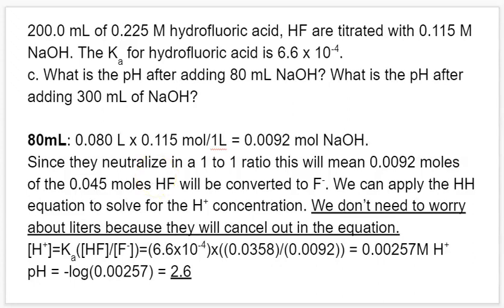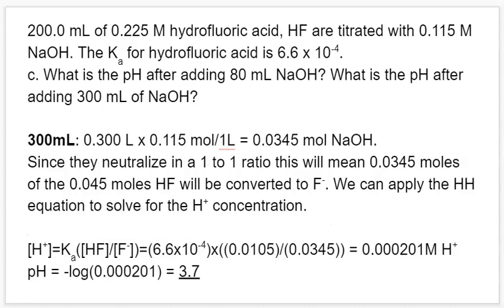So here I set up my shortcut Henderson-Hasselbalch equation, where the hydrogen ion concentration is equal to the Ka times the HF over the F minus, the acid over its conjugate base. That's going to be 6.6 times 10 to the negative 4 times 0.0358 over 0.0092. And we end up with a hydrogen ion concentration of 0.00257 molar, which we can then negative log. And that tells us that our pH at the 80 milliliter point of our graph is going to be 2.6.